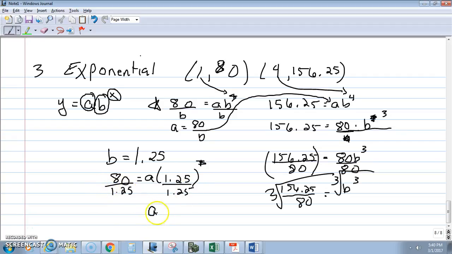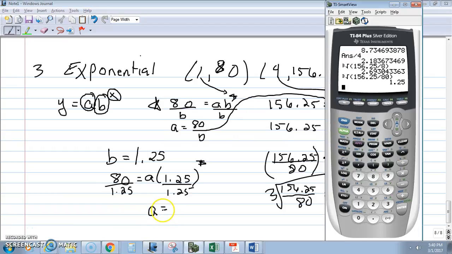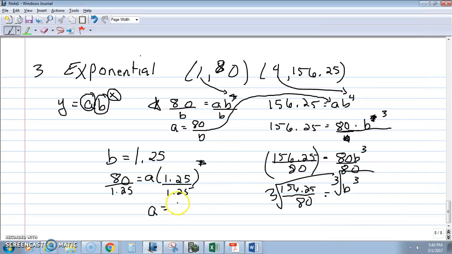So a is equal to, let's see, what was it? 80 divided by 1.25. 64. Look, we got a perfect, beautiful answer. a equals 64. So that was my starting value for whatever this is.